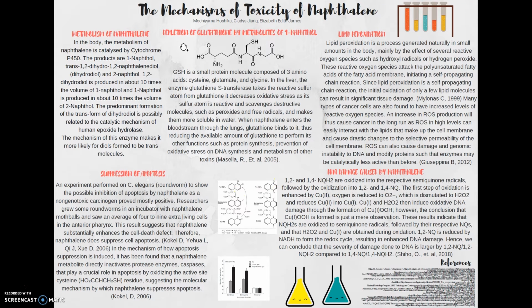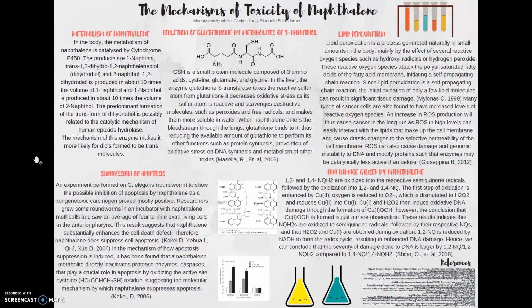Glutathione, also abbreviated as GSH, comprises 3 amino acids: cysteine, glutamine, and glycine. It binds to destructive molecules such as peroxides and free radicals. In the body, naphthalene causes GSH depletion by binding to it, reducing the available GSH to perform its other functions such as protein synthesis, prevention of oxidative stress on DNA synthesis, and metabolism of other toxins.